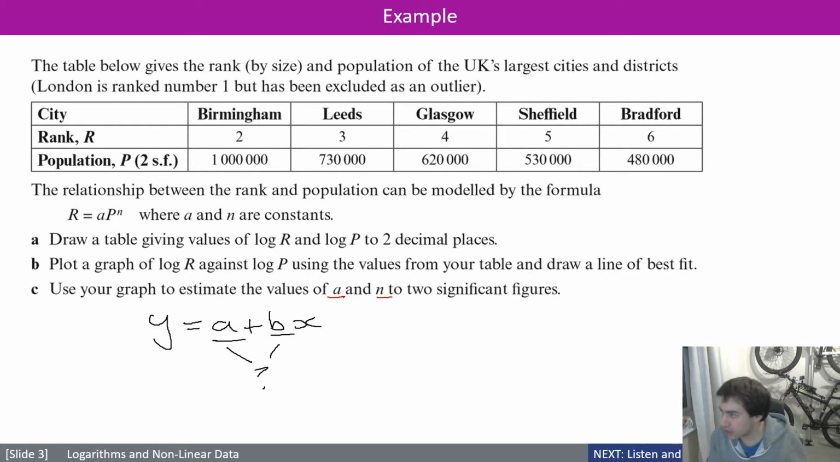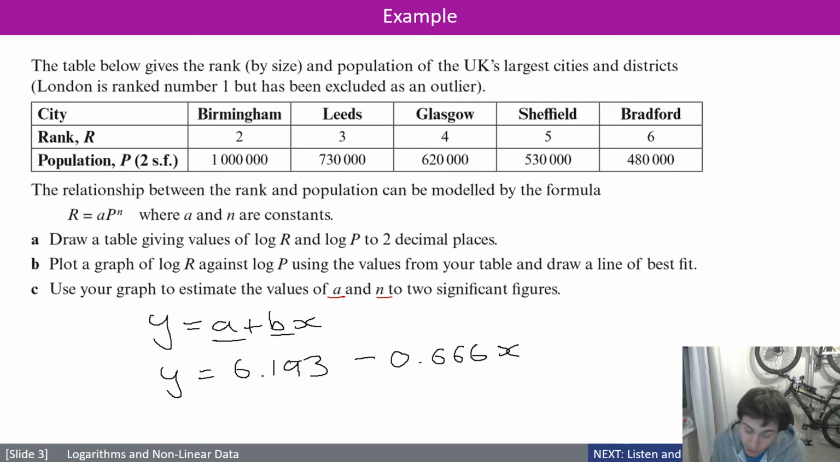Okay, so I did it on the calculator. I typed it directly into the table, just wrote in log 2, log 3, log a million, log 30,000, and so on. Didn't have to write anything down on paper. And I end up getting y equals a plus bx as being, in this case, 6.193 rounded, minus 0.666x rounded.